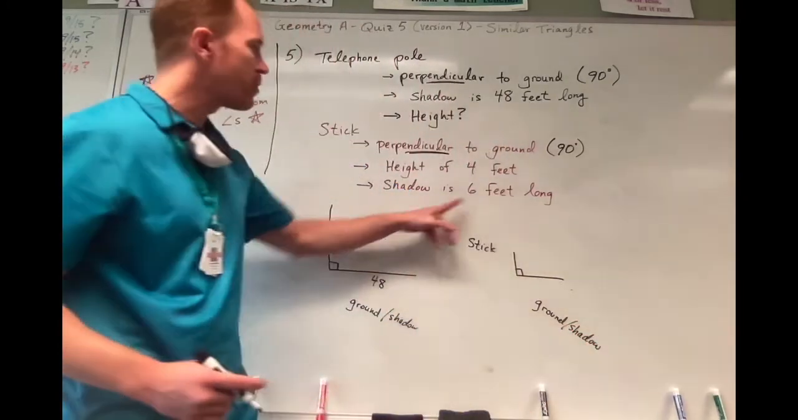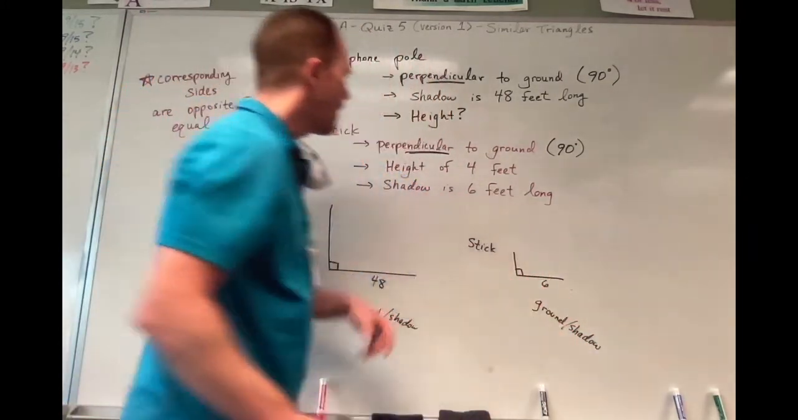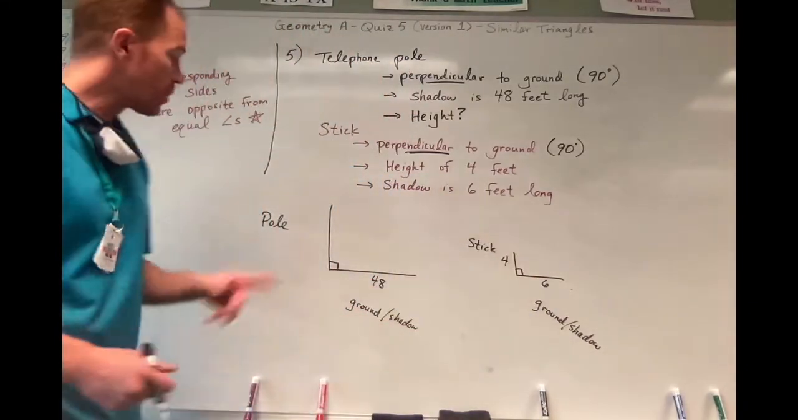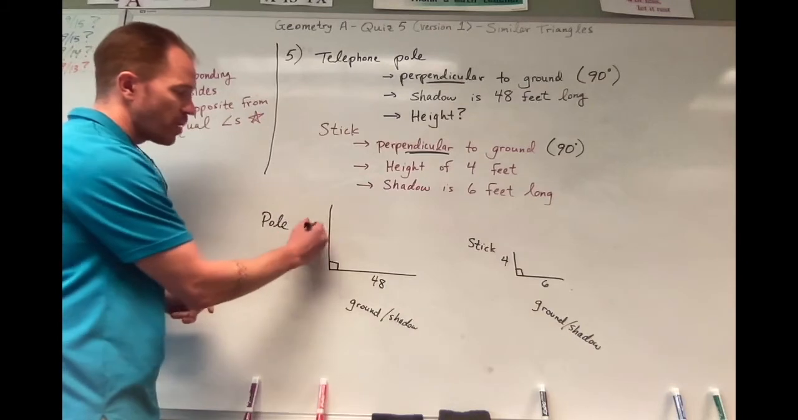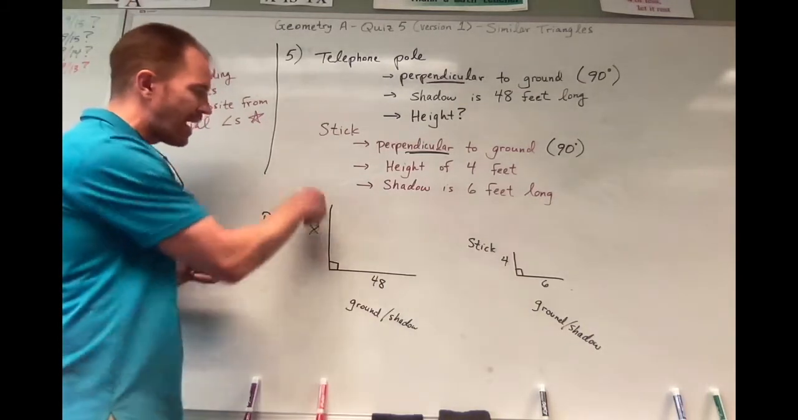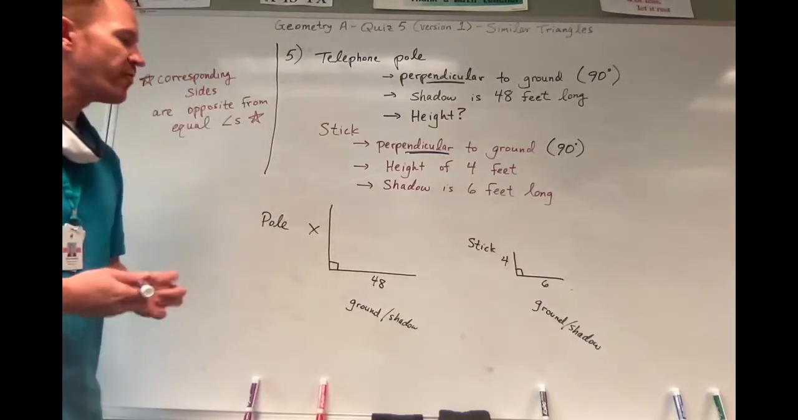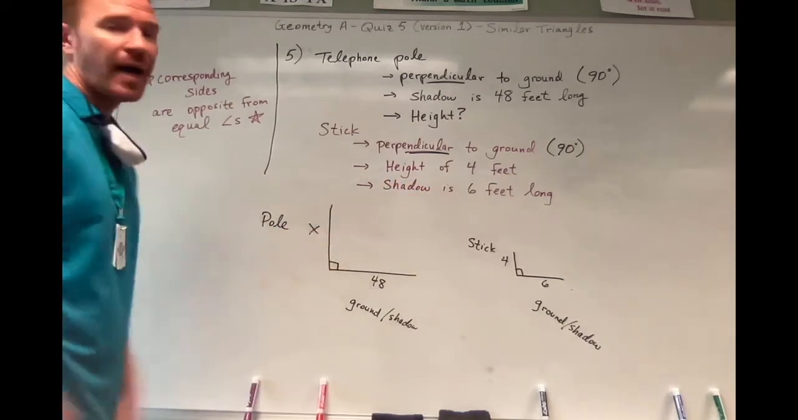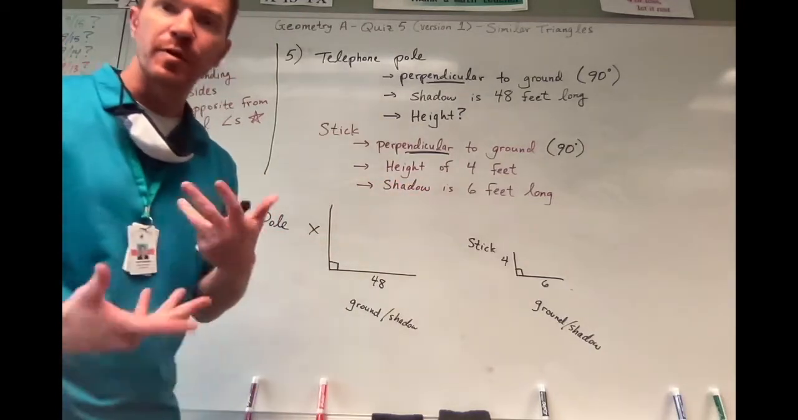The stick, again, the shadow I'm assuming would be on the ground. So we've got a shadow of 6 feet for the stick, and the height of the stick here, I do know that it's 4 feet. So we're looking for this right here. You might put a question mark. I'm going to label that as X. This is my telephone pole. I want to know what's the height of that telephone pole. So just looking at my diagram right now, you might be like, how does this relate to similar triangles?